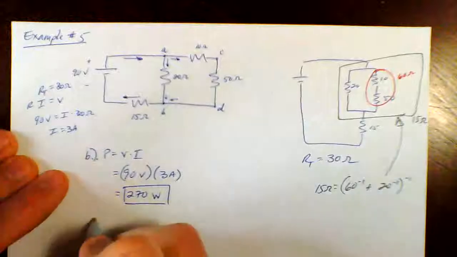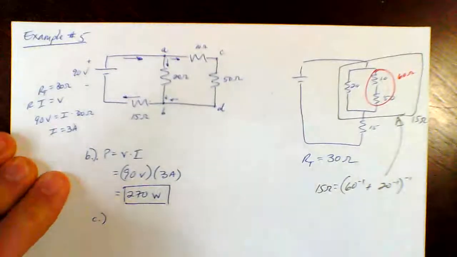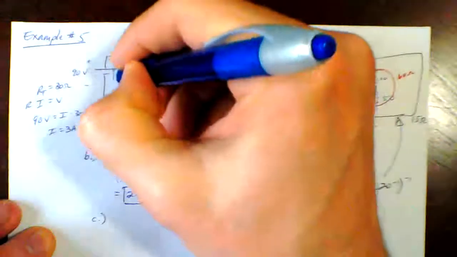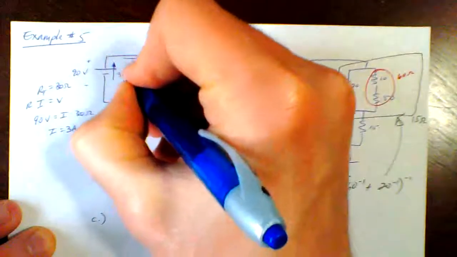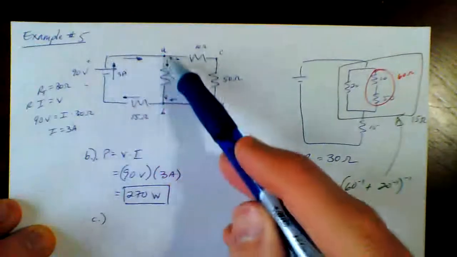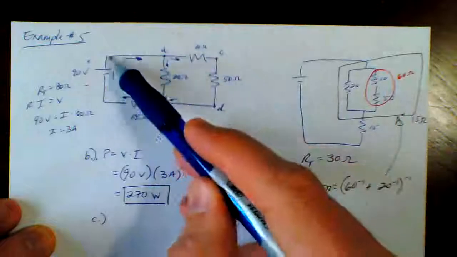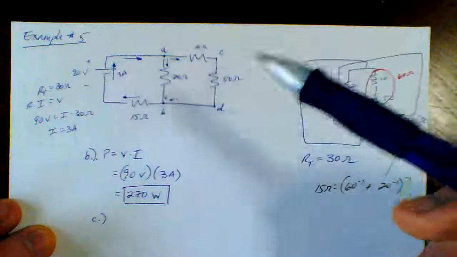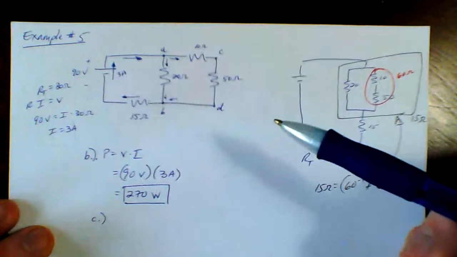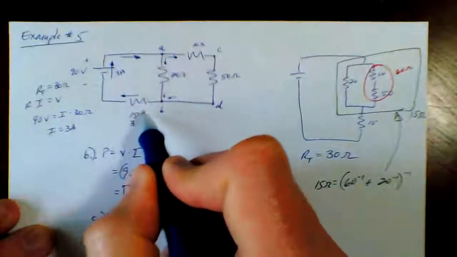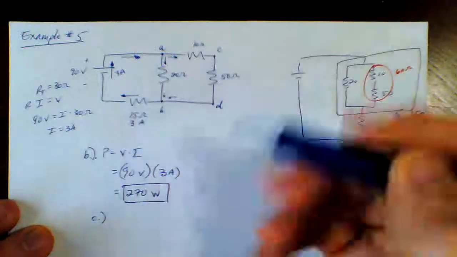Part C says find the current and the voltage for each resistor. This is where it gets kind of fun. We know that the current coming through here is 3 amps. That has to be the same current here, and the same current here. If I have 3 amps coming this way, I must also have 3 amps coming this way. Again, that's a specific amount of electrons per time. So now I'm going to put 3 amps. If I want to know the voltage dropped across here, I'm going to say 15 times 3 is 45 volts.